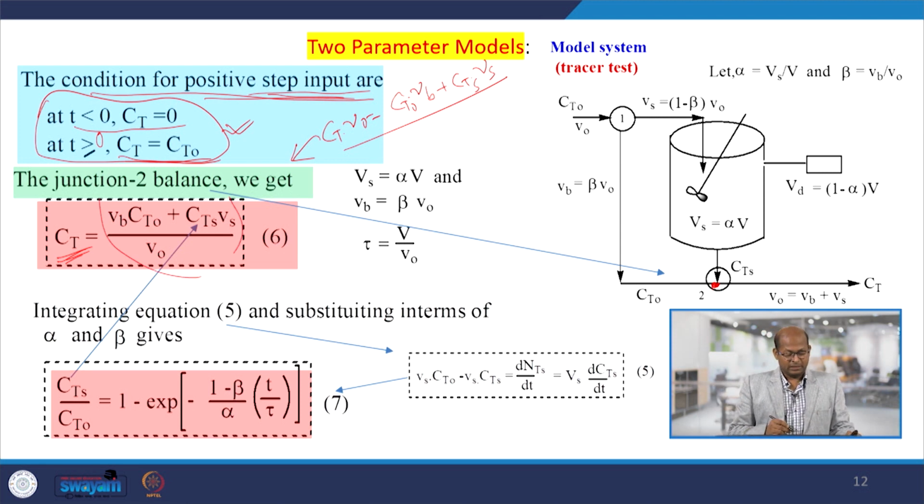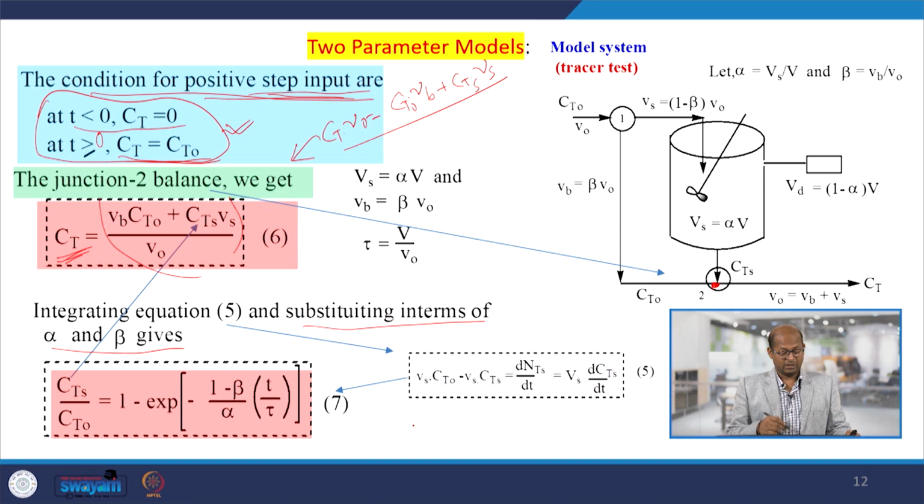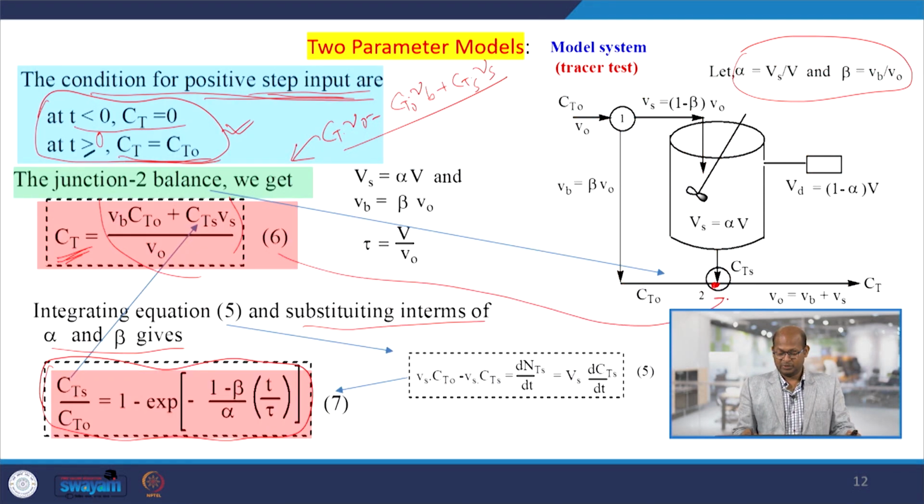Now, integrating equation 5 and substituting in terms of alpha and beta values. Equation 5 is the first order differential equation, so we have to integrate it and then substitute alpha and beta. Alpha and beta we know, they are in terms of volume and volumetric flow rates, just the ratio. So from equation 5 we can get this. Equation 5 is the material balance inside at this particular point, and equation 6 we are getting from junction 2.